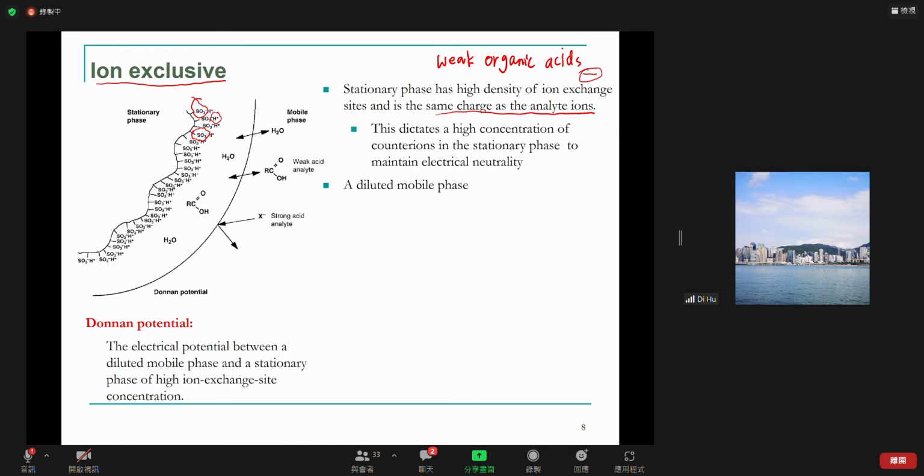Okay, and this one, we can see that. Also, what you see here, you can see some water here, particularly here. Okay, what happened? Because the stationary phase, this matrix, they are porous materials. So they have pores.